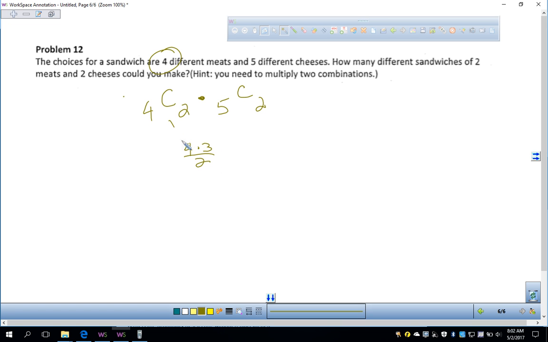That's what this is, right? Because it's 4 times 3 divided by 2 times 1, and this is 5 times 4 divided by 2 factorial, which is just 2. So this is going to be 12 divided by 2, which is 6. This is going to be 20 divided by 2, which is 10. That's going to be 60, right?